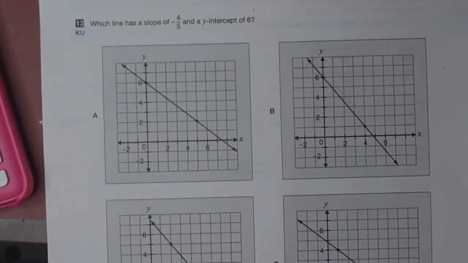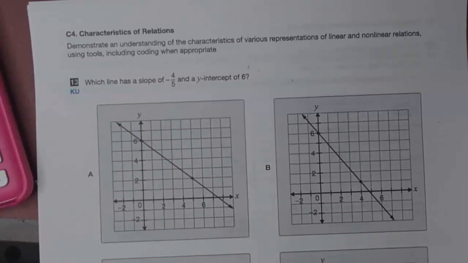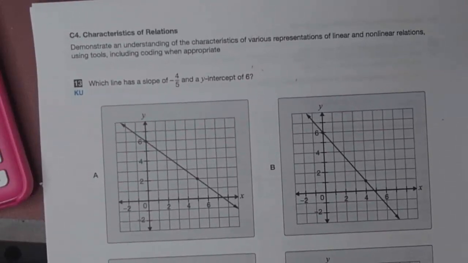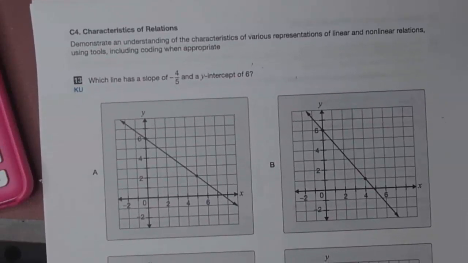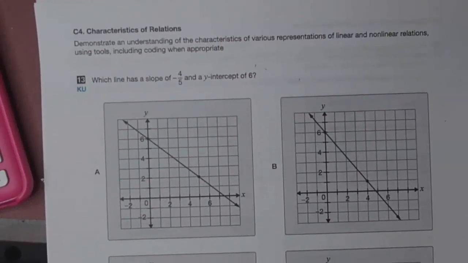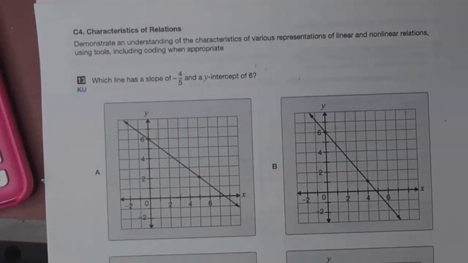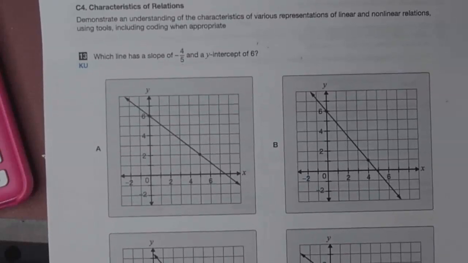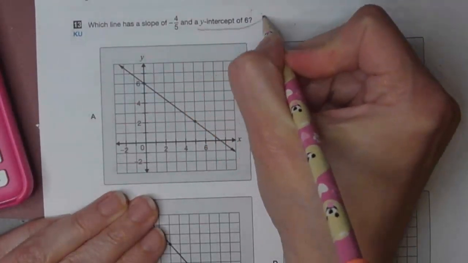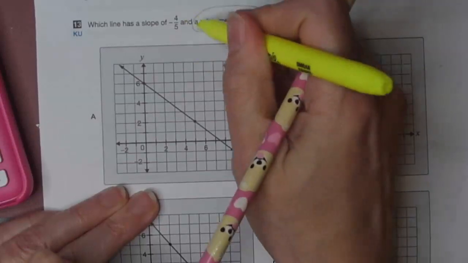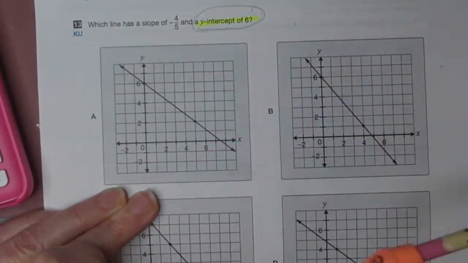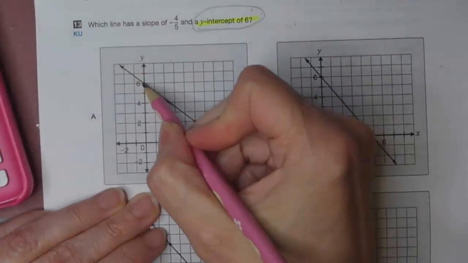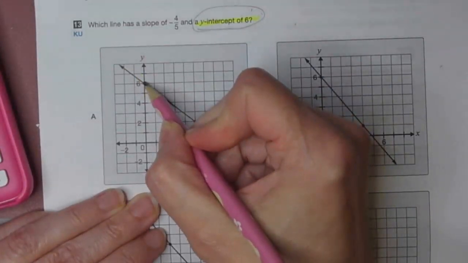Demonstrate an understanding of the characteristics of various representations of linear and nonlinear relations using tools including coding when appropriate. Which line has a slope of -4/5 and a y-intercept of 6? Now your brain, you've done a lot of this. Your brain should instantly know when you see the y-intercept of 6, this is the point where the line crosses at 6. Does it cross at 6 here? Yes. This is still a possibility.